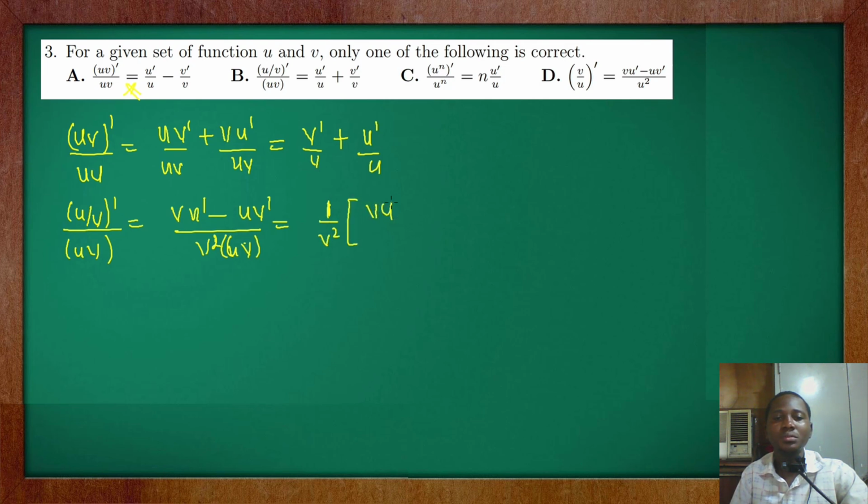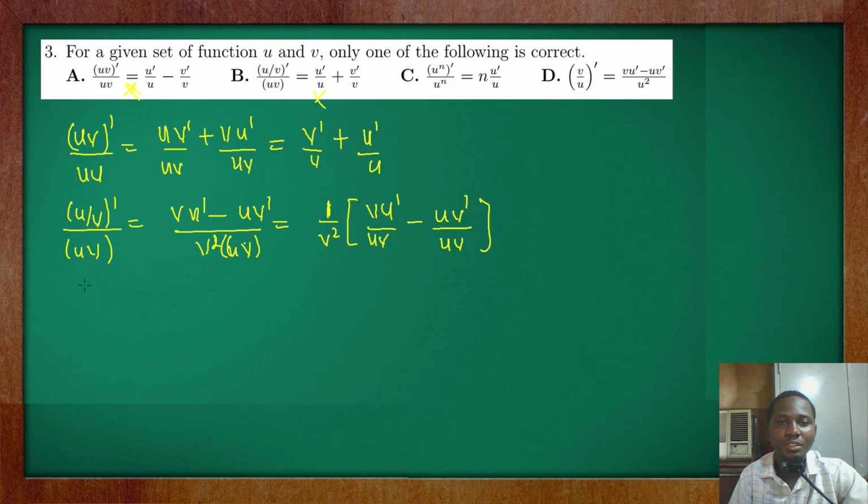then multiply by v u prime over uv minus uv prime over uv. Okay, so here you're having negative and here you're having positive. All right, so you can see that this one cannot be the right option. So let's move to option C.